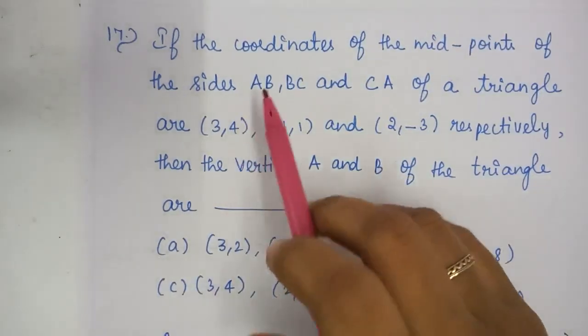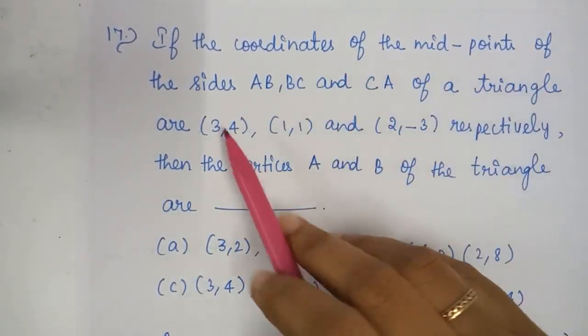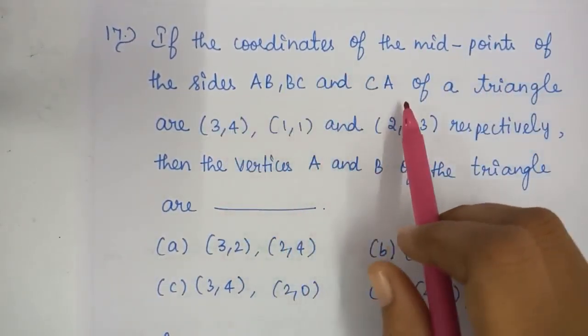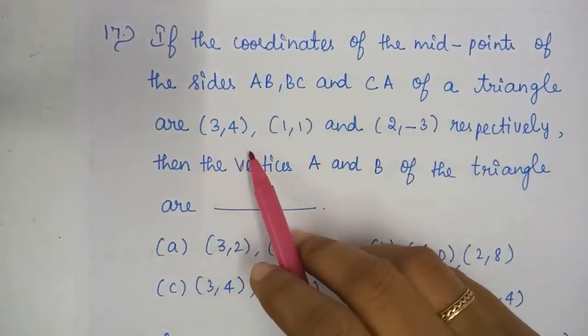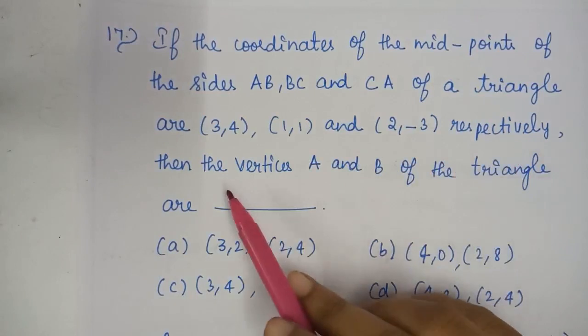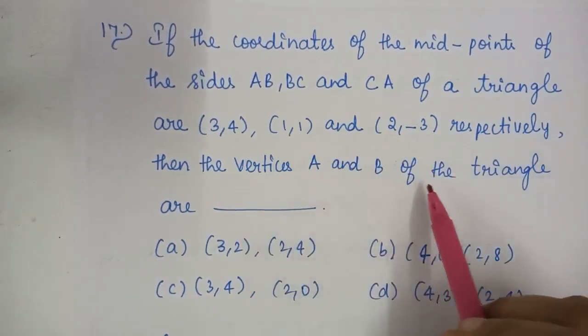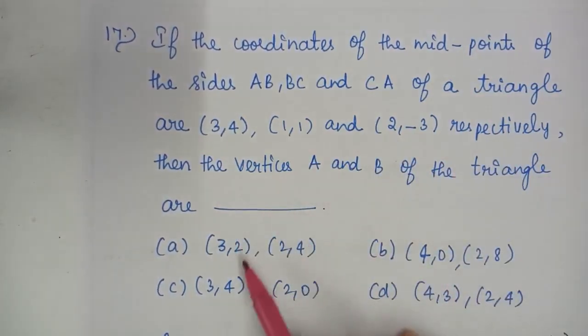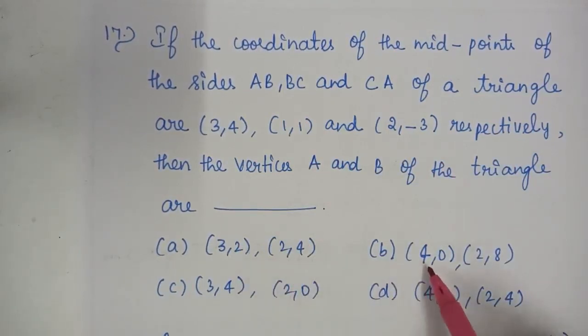Question number 17. If the coordinates of the midpoints of the sides AB, BC and CA of a triangle are (3, 4), (1, 1) and (2, -3) respectively, then the vertices A and B of the triangle are dash. Option A is (3, 2), (2, 4). Option B (4, 0), (2, 8). Option C is (3, 4), (2, 0). Option D is (4, 3), (2, 4).